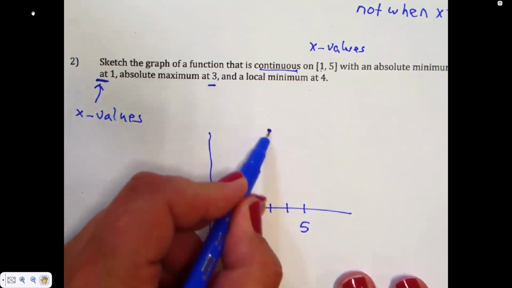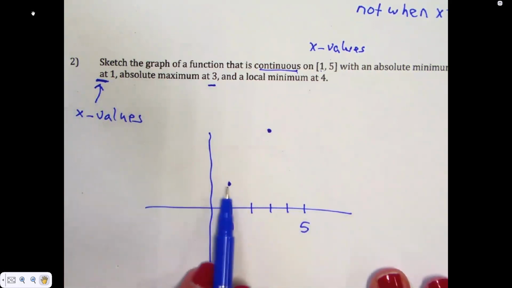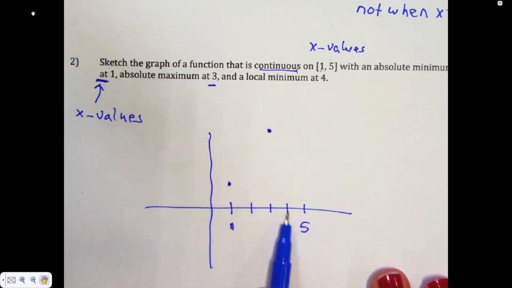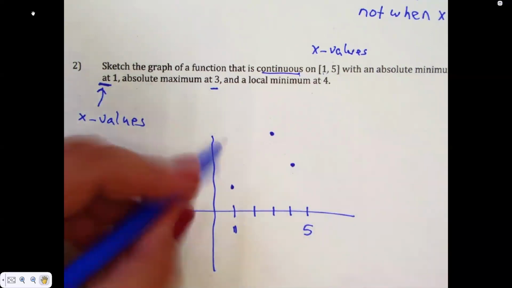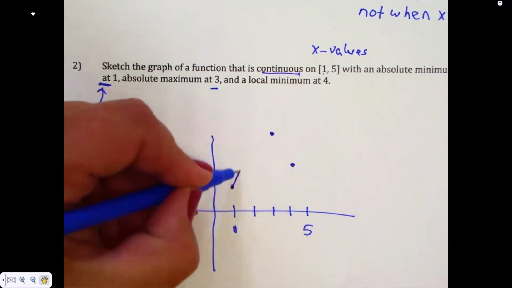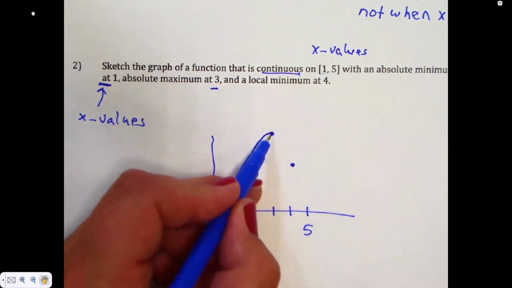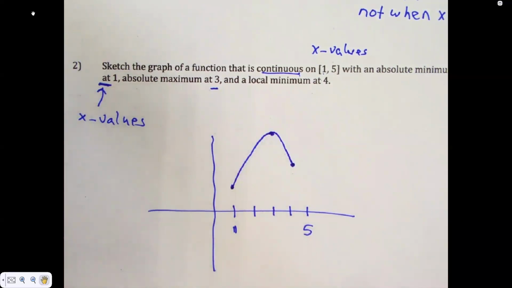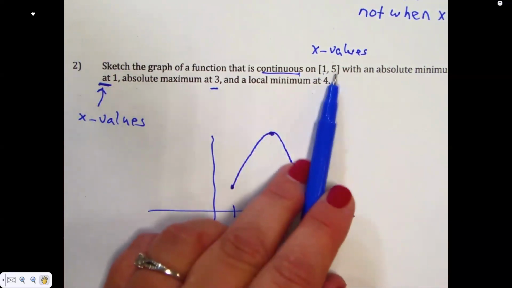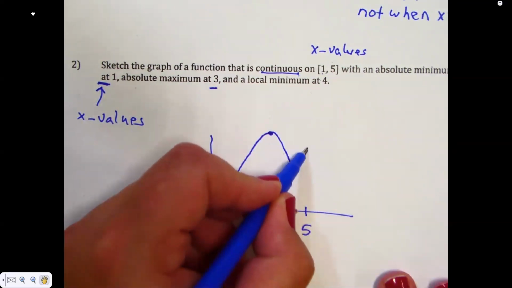Absolute max at 3. I can put it wherever. That's going to be my high point. And then a local min at 4. So it's got to be higher than my absolute. A local min at 4. I cannot go past this, so I do have to start here. I'm going to go up. That's going to be my absolute max. This is only local, but I have to turn around there, right? Oh, and then 5, I do need a closed point because it's closed. So, but this has to be a minimum. So I have to go back up. It's not maybe there.